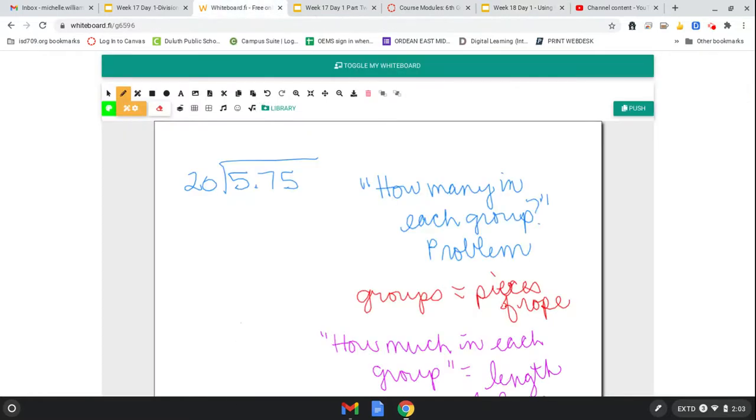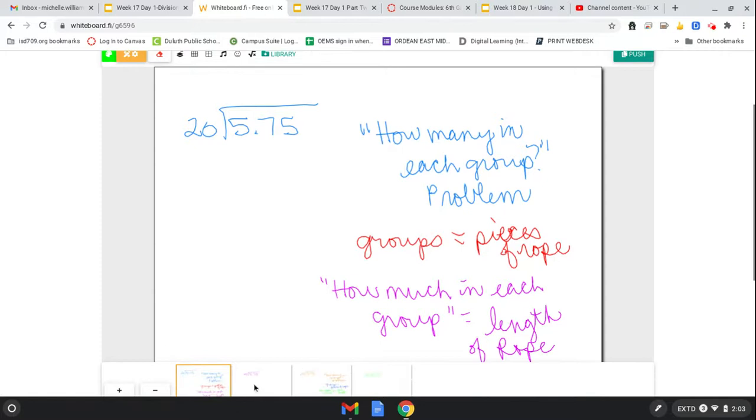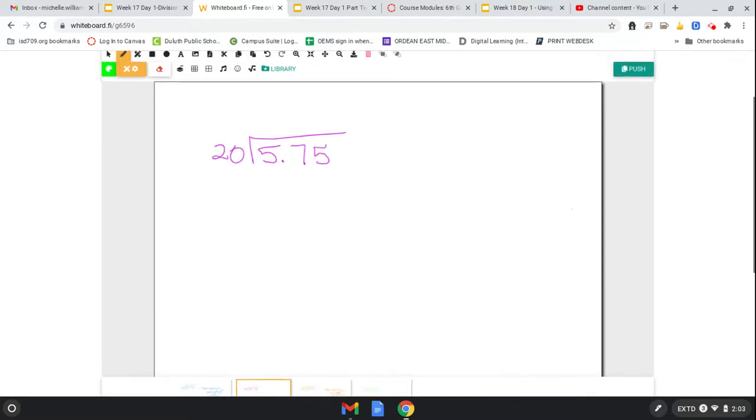So I wrote out the problem, 5 and 75 hundredths divided by 20. This is a how many in each group type of problem. Our groups being the pieces of rope, and how many in each group is the length of each rope. So if we divide 5 and 75 hundredths divided by 20, the first thing that we're going to do is notice there is no decimal in our divisor, but there is a decimal in our dividend. So we're going to move that decimal straight up.